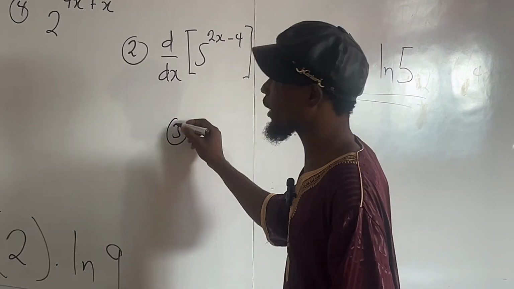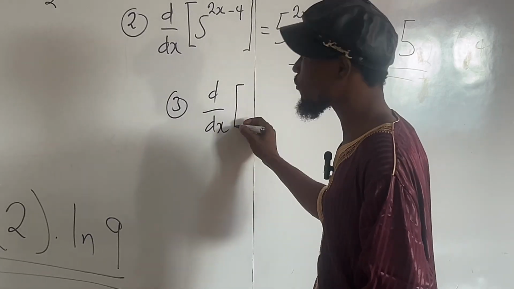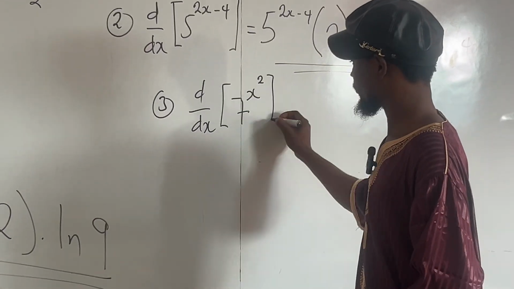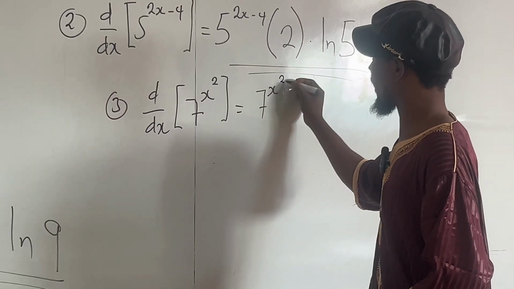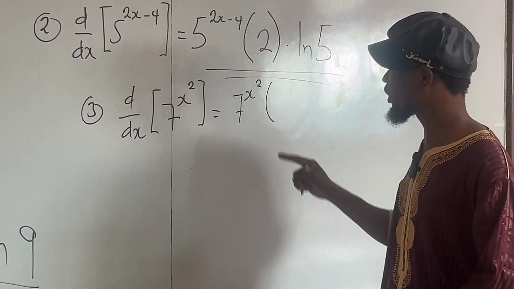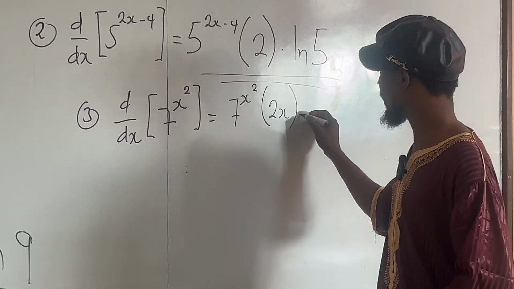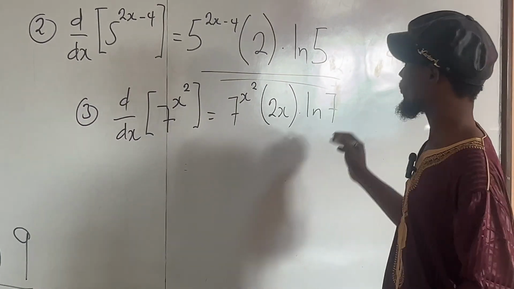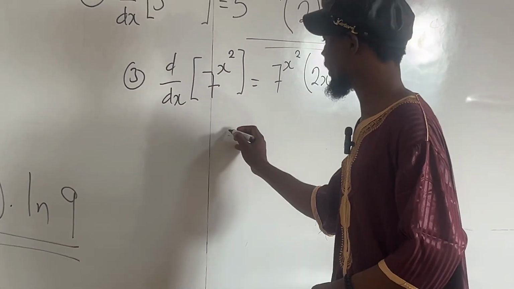The third question is, find d over dx of 7 raised to an exponent of x squared. What do you do? You rewrite this. So you have 7 to the power x squared, then times the differential of the exponent. When I differentiate x squared, what do I have? I have 2x, using the power rule. Then times ln a, which is my 7. As simple as that.